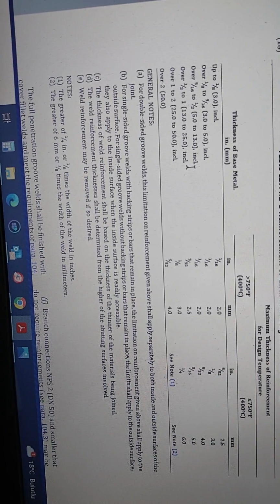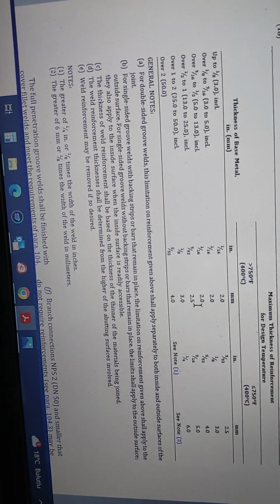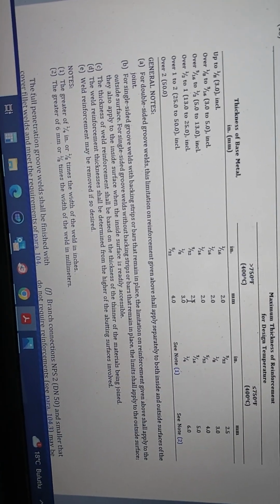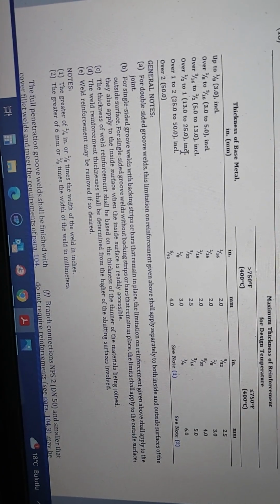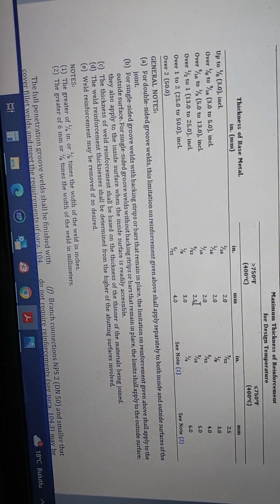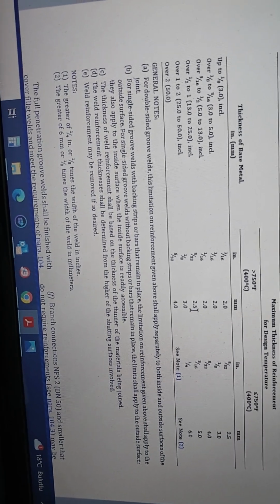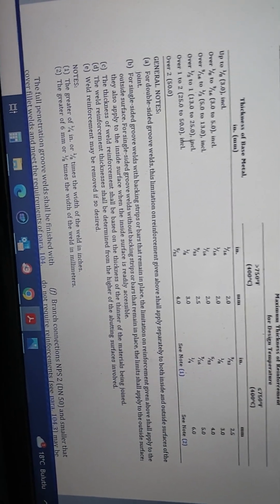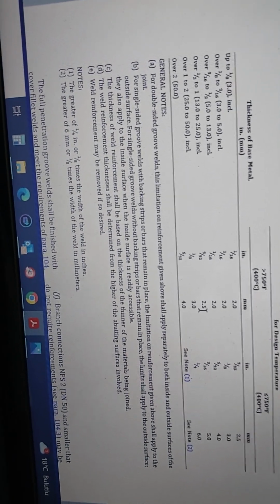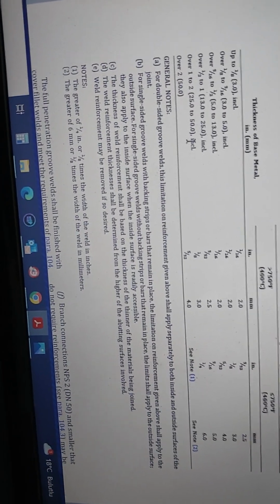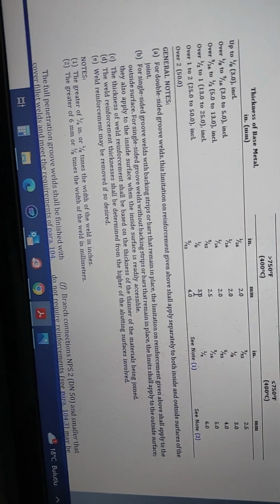5 to 13 millimeter needs to be 2 millimeter reinforcement maximum. And here, 13 to 25 millimeter, the maximum reinforcement thickness is 2.5. Over 25 millimeter needs to be a maximum of 3 millimeter.